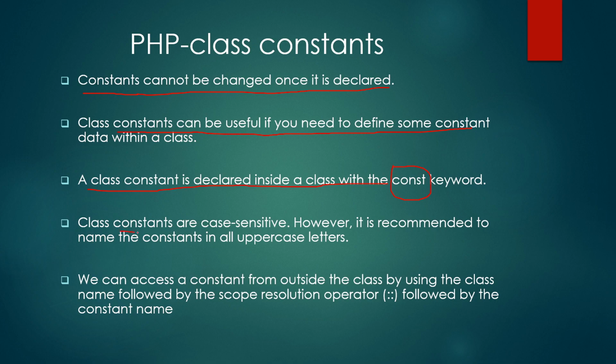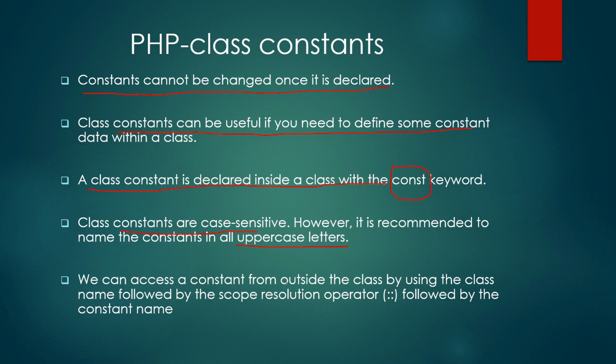Class constants are case sensitive. However, it is recommended to name constants in all uppercase letters. This is the naming convention which programmers have been following for decades. Even if you don't name them in uppercase, they will work, but it is a naming convention and a better practice. So I would advise you all to name a constant in uppercase letters.